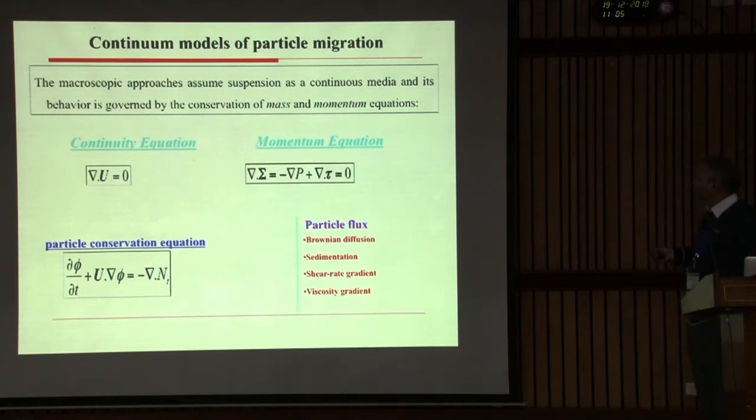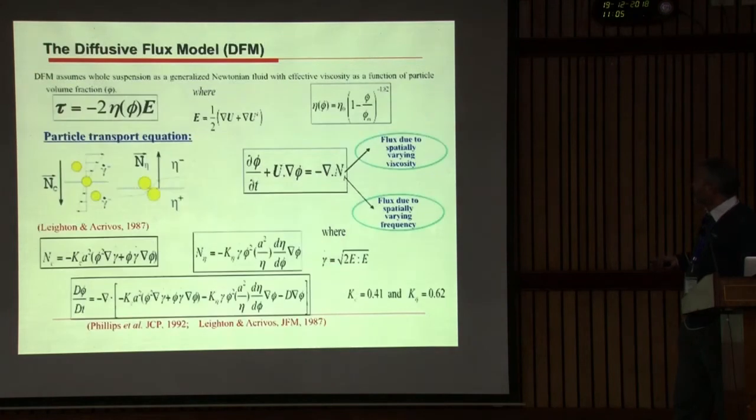So basically you have two continuum models for particle migration, where we consider the whole suspension as a phase, so you solve continuity and momentum equations. In addition, you also solve the convection-diffusion equation for the particle phase. So you have this diffusive flux, which can be due to various reasons: Brownian diffusion, sedimentation, shear rate gradient or viscosity gradient. So you have two models, the diffusive flux model and the suspension balance model.